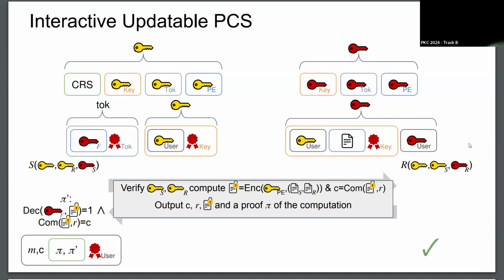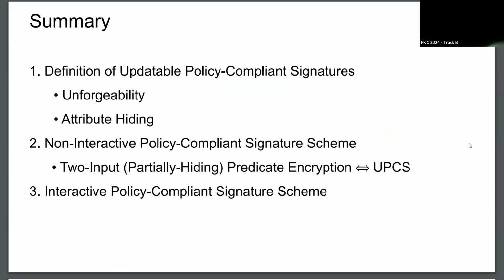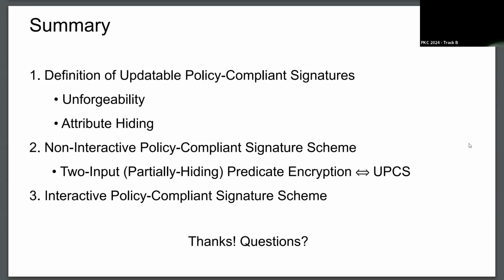This is our final construction that we present. So to summarize, in this work, we define this notion of updatable policy compliant signatures. We present the security notions of unforgeability and attribute hiding. And we presented a non-interactive solution to this problem by introducing this notion of two-input partially hiding predicate encryption, showing that there is an equivalency with the notion of UPCS, and then resort to the interactive setting to get a more feasible solution in terms of assumption. Thank you.